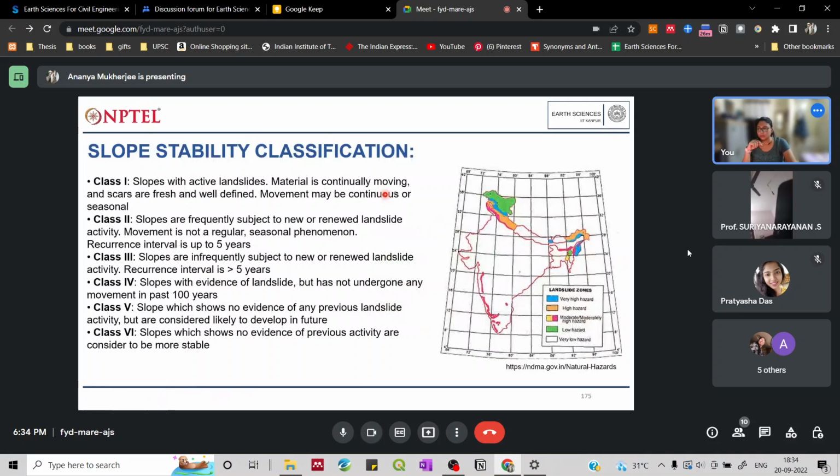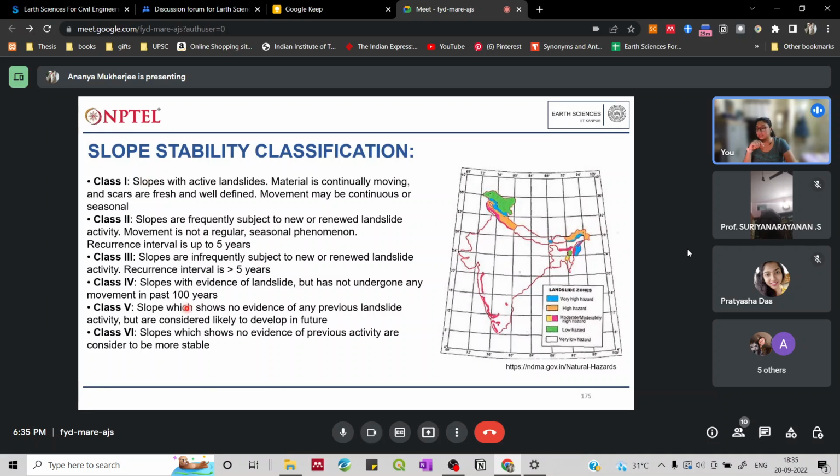Now this is a slope stability classification, with respect to India, probably the landslide hazard map. Very high hazard areas, you can see, are mostly limited to the mountain regions. As I was saying, the Western Ghats are very prone to very high rainfall, so most of the landslides occur here during monsoons, and similarly in the Himalayan region, and also in the northeast region.